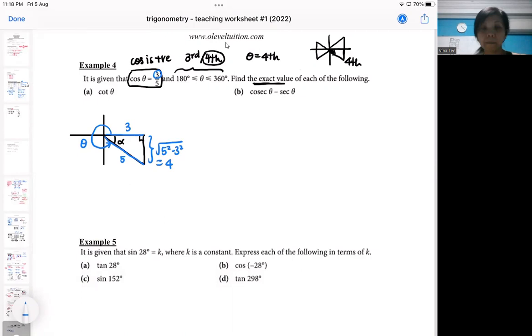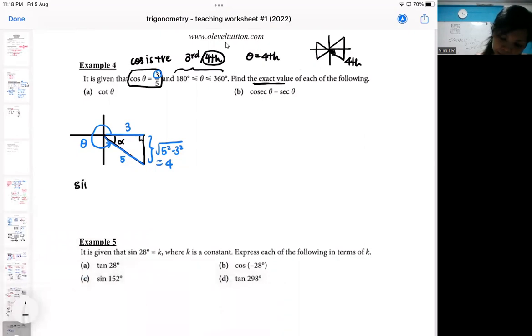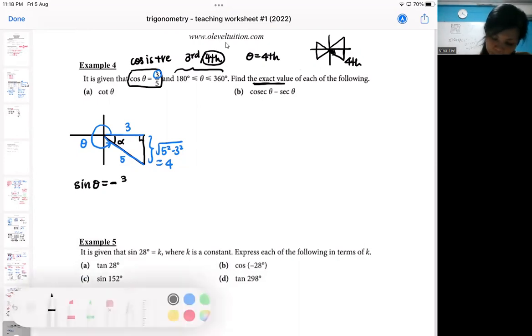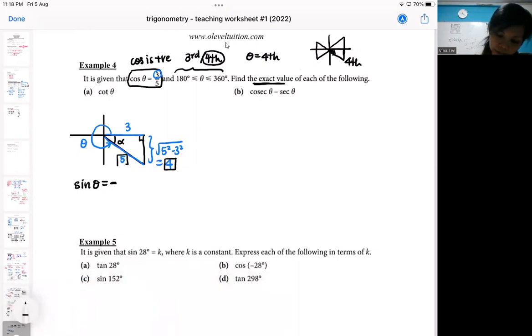So I'm going to get my cotangent. Actually, if you look at the question, you need cotangent, you need cosecant, you need secant. So to make things easier, and actually it will be helping you to get method marks, I will write up my sine theta first. Sine in the fourth quadrant is negative. So negative O over H. This is the O, this is the H. So the O over H is based on the basic angle.